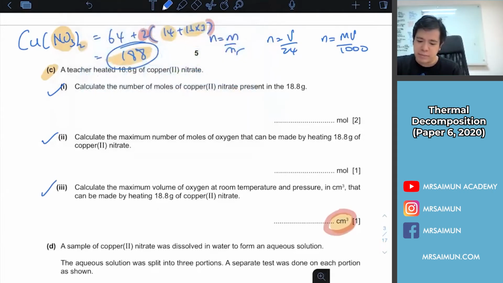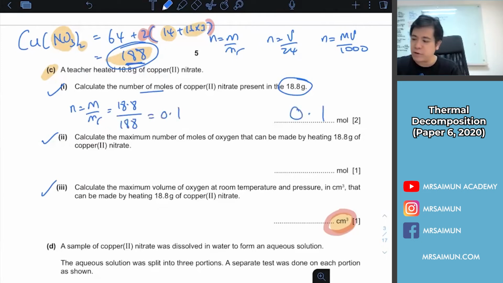Okay, so this is the number of moles. They give you the mass. So n equals mass over molar mass. So 18.8 divided by 188, the molar mass of copper nitrate. So 0.1. Very good. The big 0.1, so that you can get full marks.